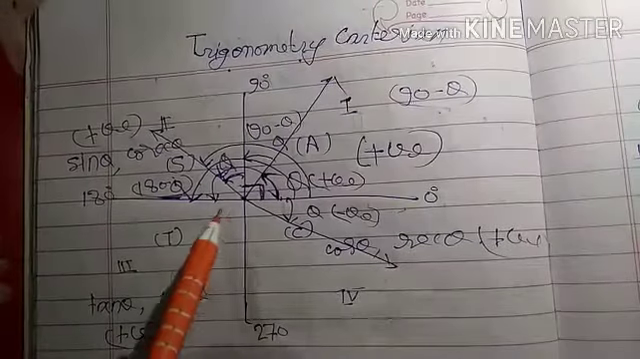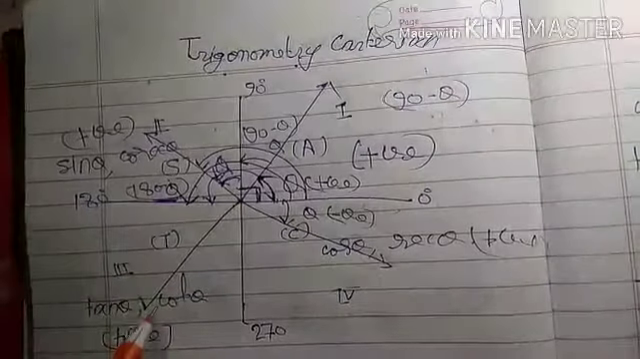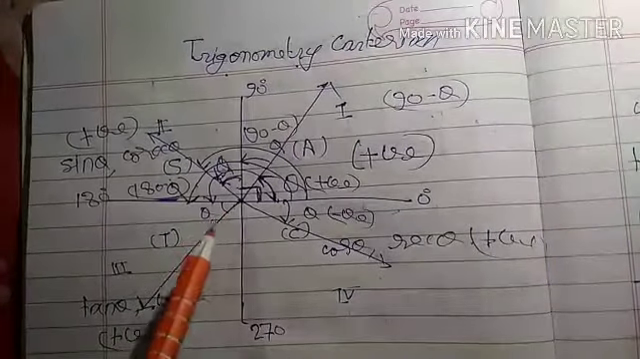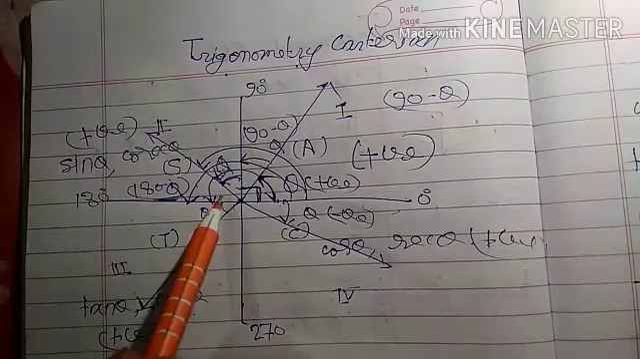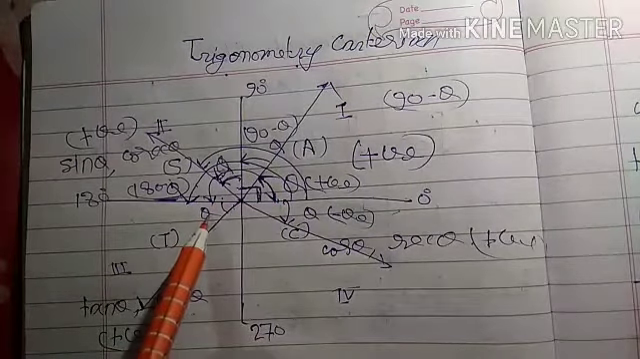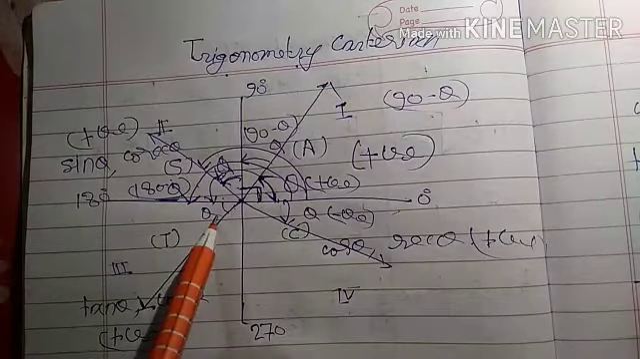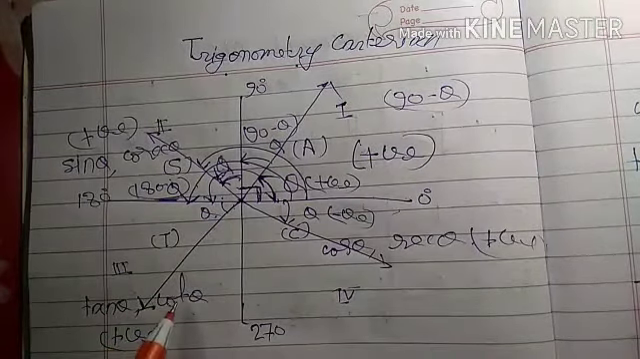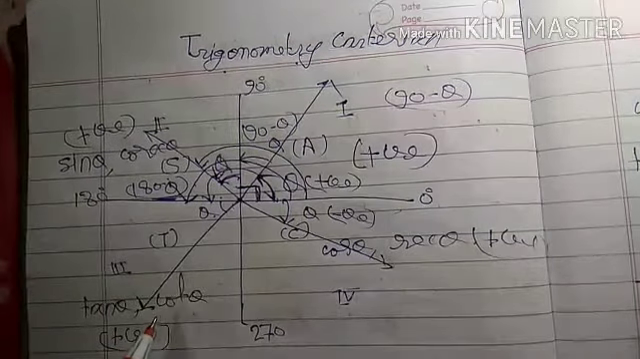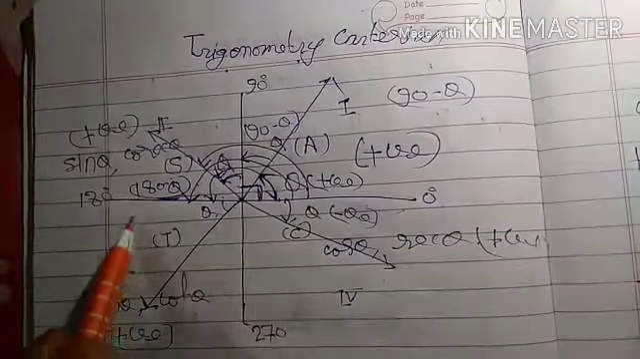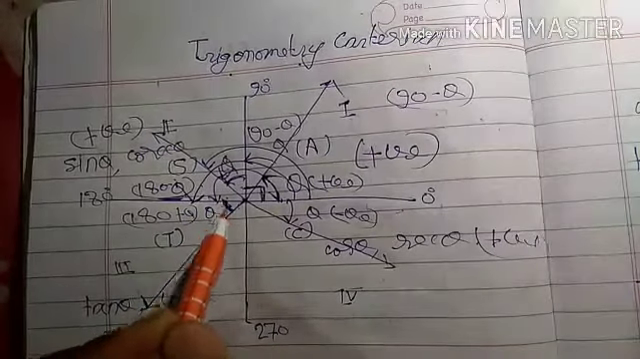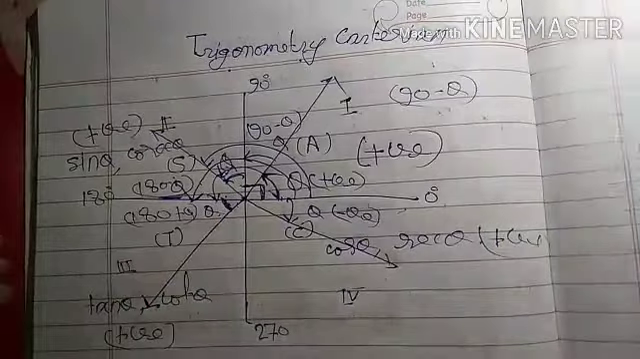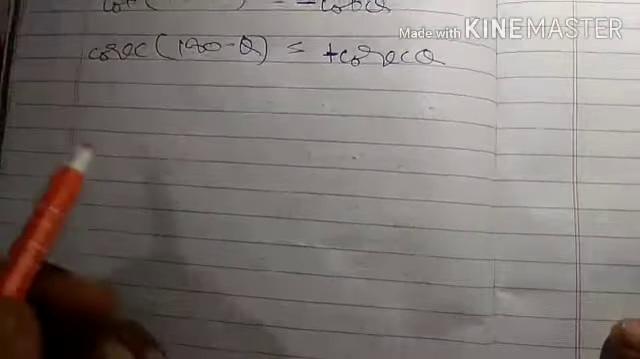Next, we measure this angle, suppose θ. This angle is 90 and this angle is also 90, so 90 plus 90 is 180, and with θ that is 180 plus θ. 180 plus θ is in the third quadrant, where only tan θ and cot θ are positive, and the other functions are negative. This angle is θ, so 180 plus θ.